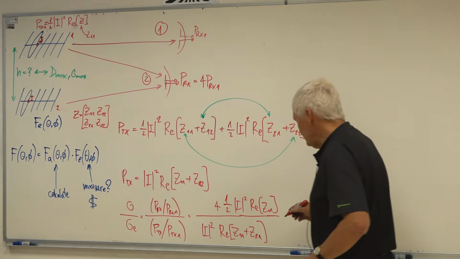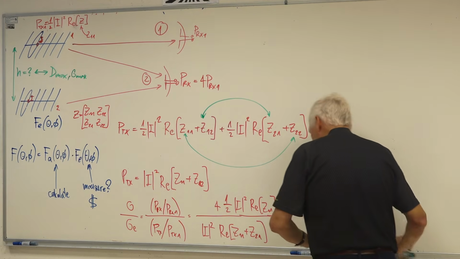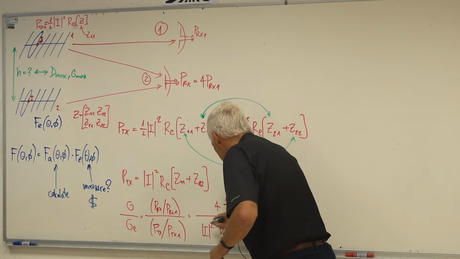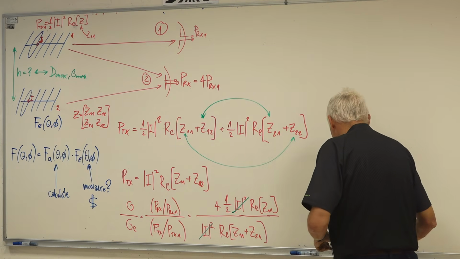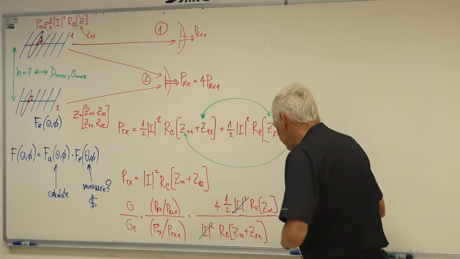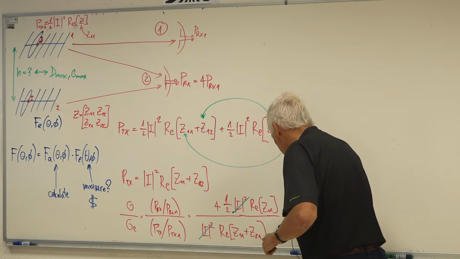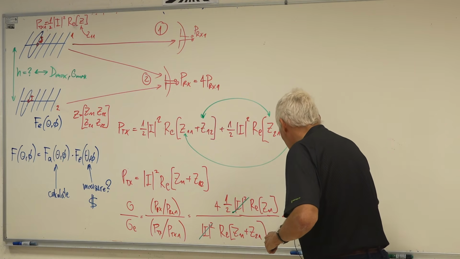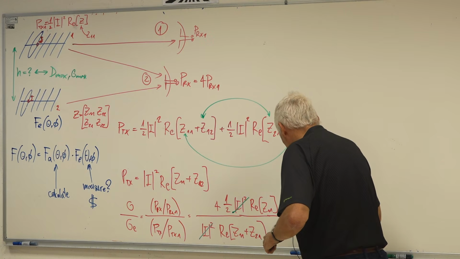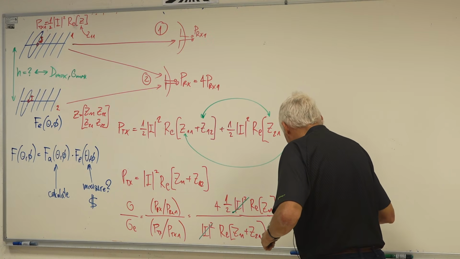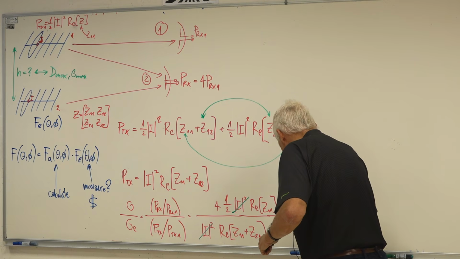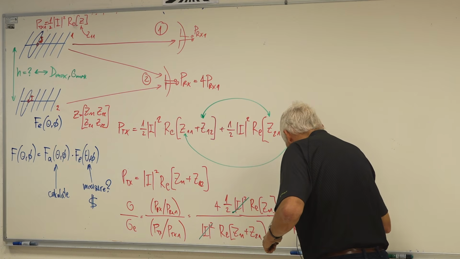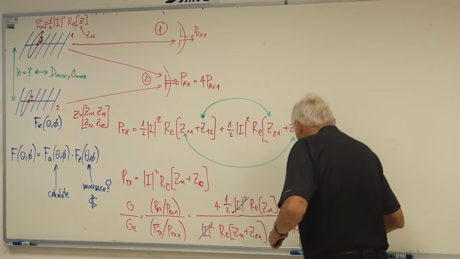So let's see what happens. The I squared cancels out. 1/2 and 4 gives us 2. And we get the following expression: twice the real part of Z11 divided by the real part of Z11 plus Z12.